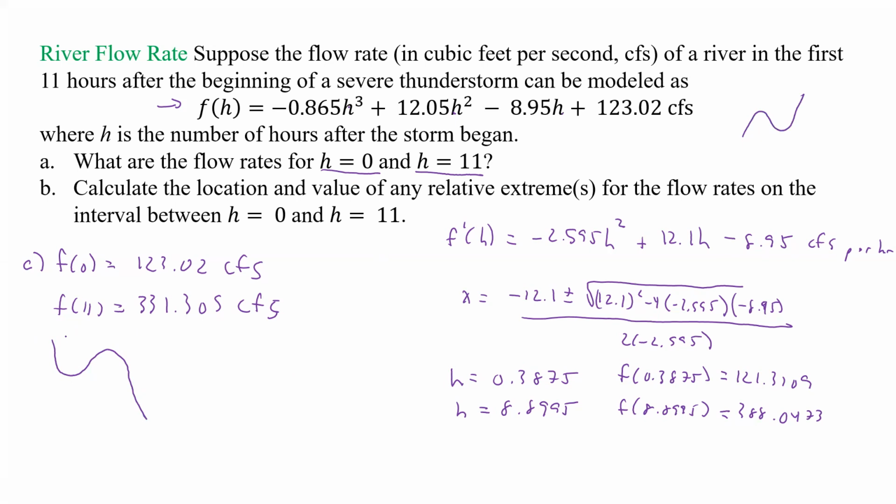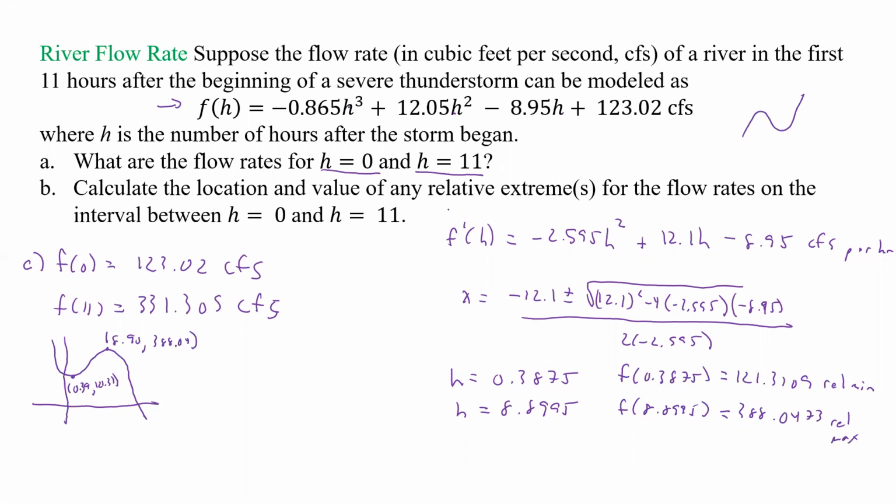Now, since this is 0.3, that must be the minimum. And so our curve, if we think about it, the 0.3 is just to the right of that, so that has to be our x-axis. So this is going to be our 0.39 comma 121.31, and so that's a relative min. Okay, and then our other point here is going to be our relative max, and that's 8.9 comma 388.04, again in 2 decimals, and that's our relative max.